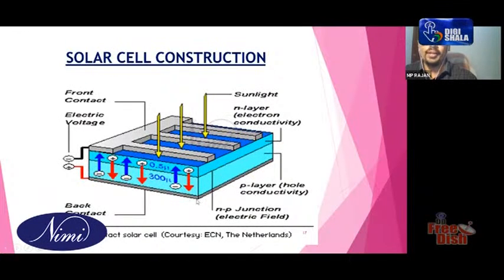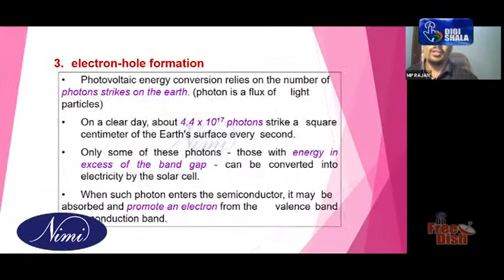So at the bottom there is also a contact. In the coming slide I will show you that current will flow from positive to negative, from metal contact to metal contact. Okay, and this is the construction of the solar cell. Okay, so photovoltaic energy, I said, is coming from the sun.